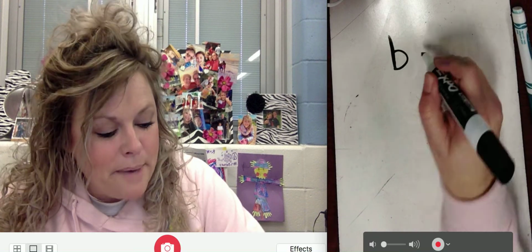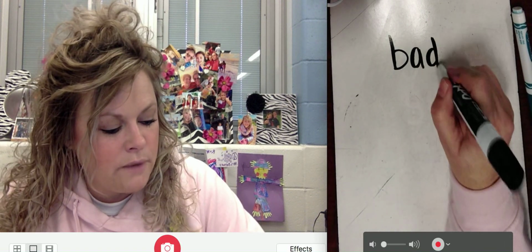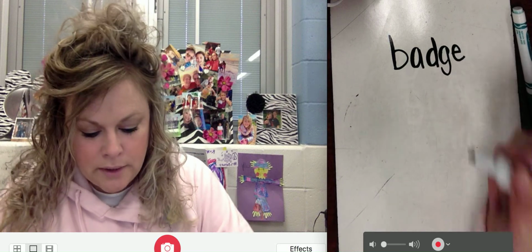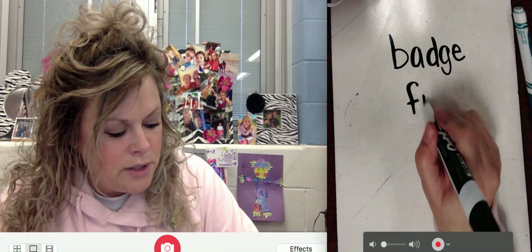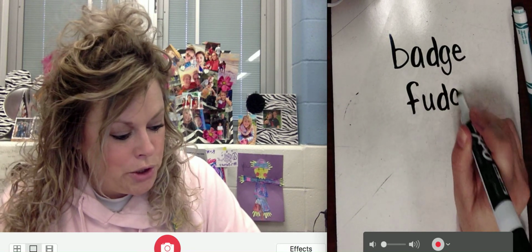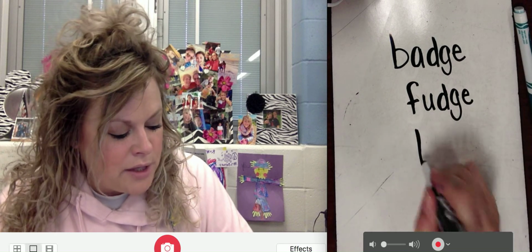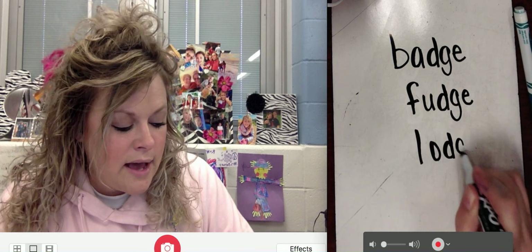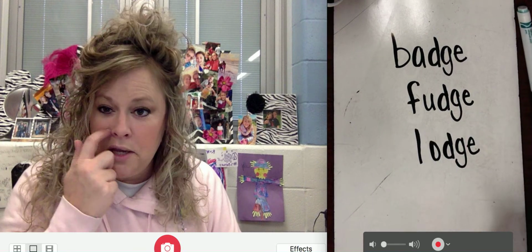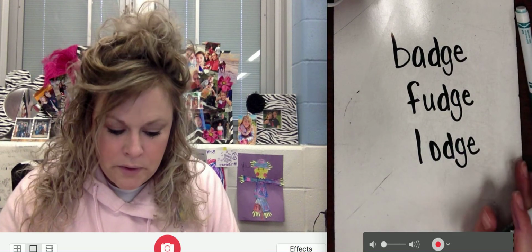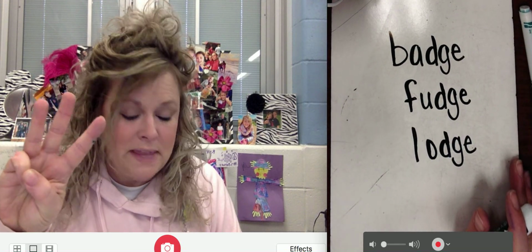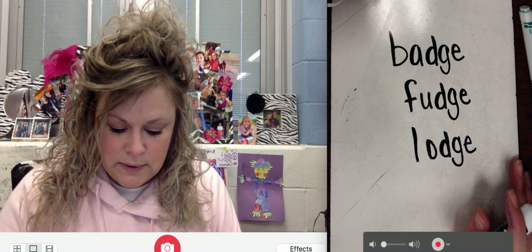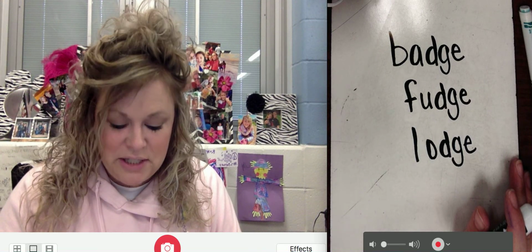Here is the word badge, like a sheriff wears a badge. Here's the word fudge. Who doesn't love to eat fudge? And a lodge is like a ski lodge, a place you can go on vacation, kind of like a hotel. Okay, what three letters represent the J sound in these words? D, G, E, very good.